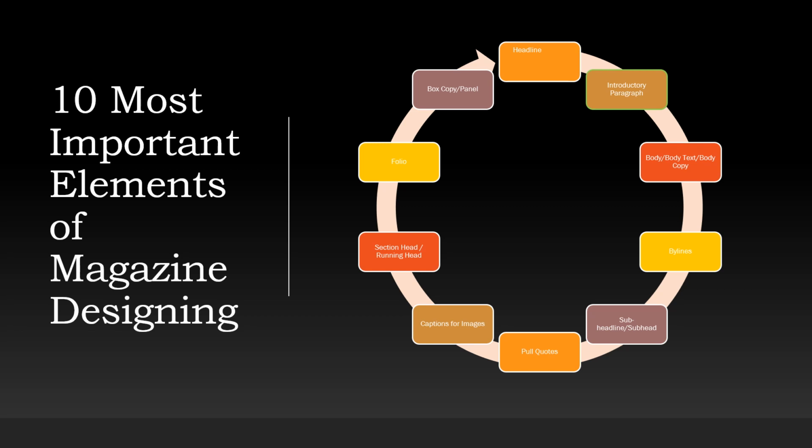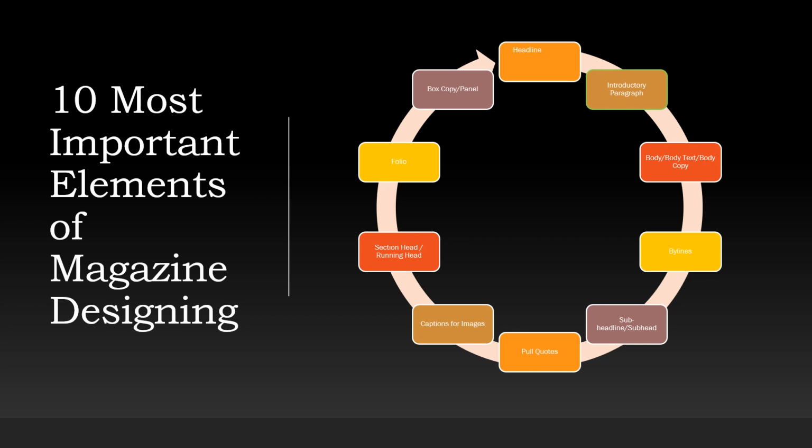Next is body or text body copy. This is a more lengthy and detailed part of the magazine when compared to the introductory paragraph or the headline of an article. A well-written copy keeps a reader engaged with an article for the most part, generally till the end of the article.